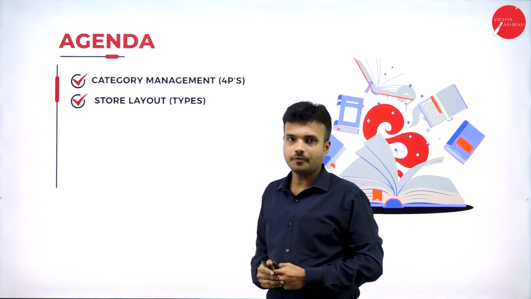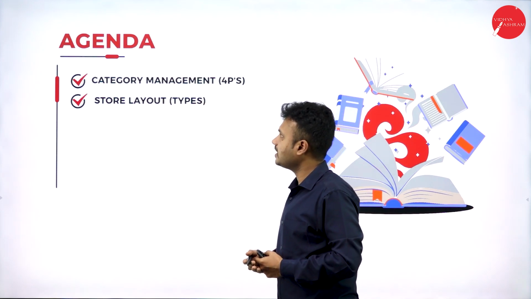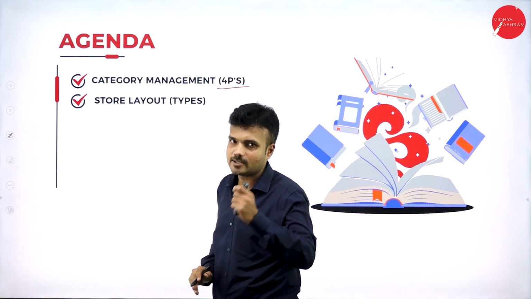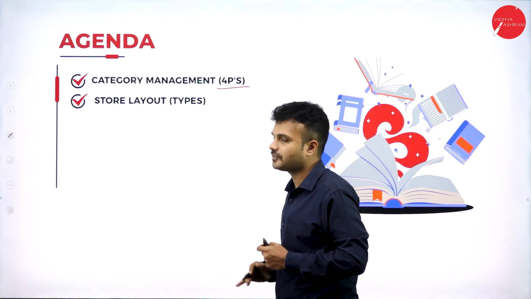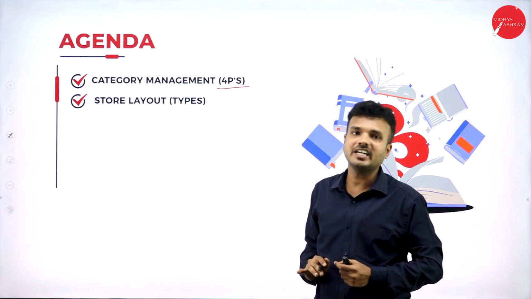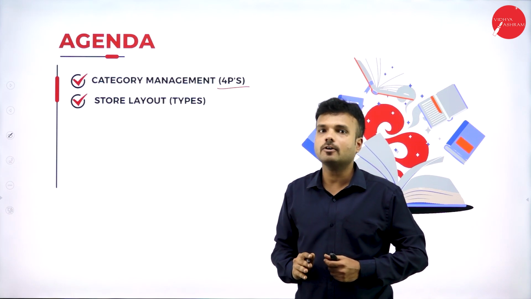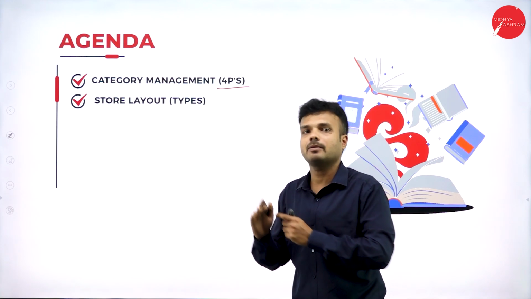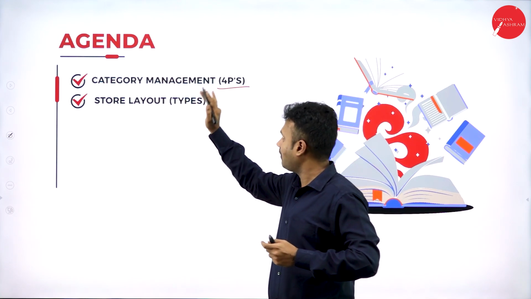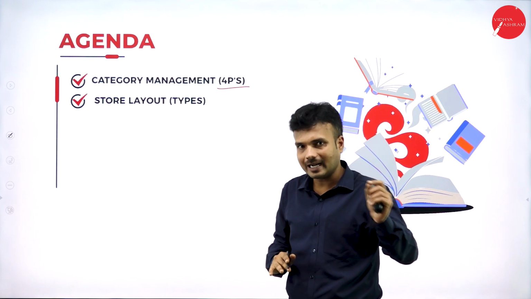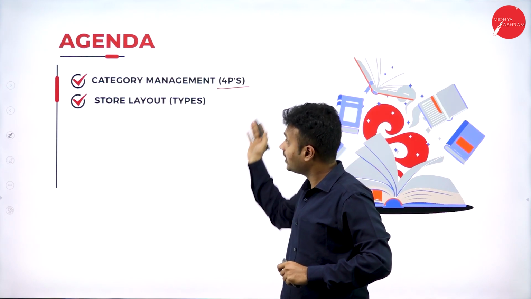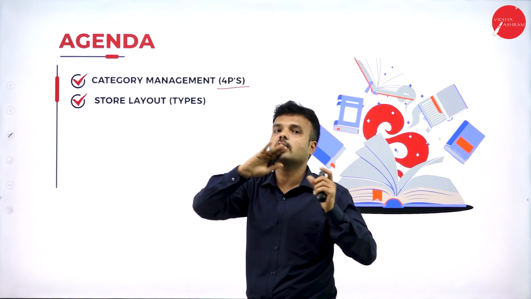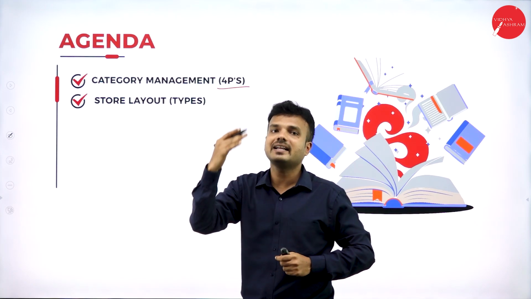This is the agenda of today's session: we are going with the concept of category management. Under the concept of category management, we are going to study the 4 P's of category management. As we had studied early, the 4 P's of a marketing mix: product, price, place and promotion. Here also in category management there are 4 P's, that is product, price, place and promotion, which are going to influence the category management, the management of the category or the segmentation of the product in the retail outlet.